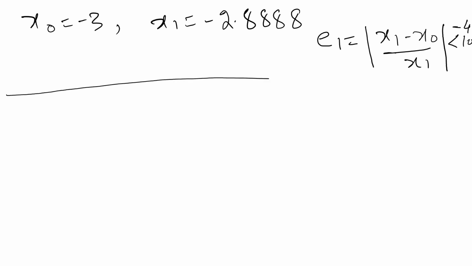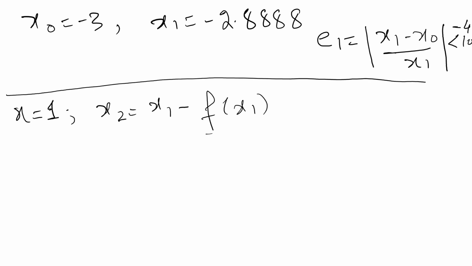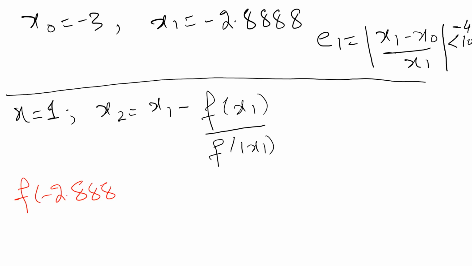So this is the first iteration. In the second iteration, when n is 1, x2 is equal to x1 minus f of x1 divided by f dash of x1. So I have to evaluate the value of the function at x1 and the value of the derivative of that function at x1. So how we are going to find out the value of the function, which is -2.8888, and the derivative of that function at -2.8888. So when I plug these values, the formula is very simple, which is written in the previous slide.